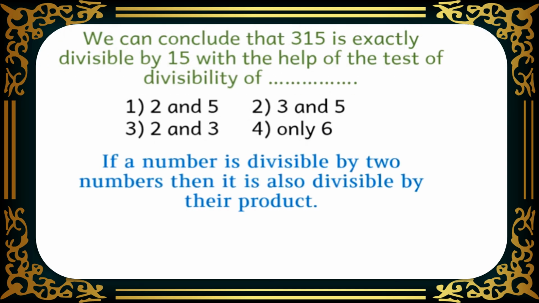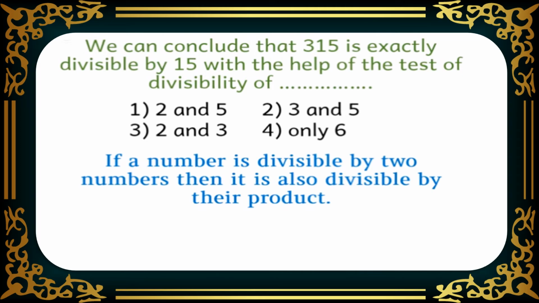If a number is divisible by two numbers, then it is also divisible by their product. Remember that. I explained you while learning the rules of divisibility. If a number is divisible by two numbers, अगर 315 दो नंबर से divisible हो सकता है, like for example, अगर 315 है, तो it could be divisible by 5 also and by 3 also. Then it is also divisible by the product. उसके product के साथ में भी वो divisible होगा. Like 3 into 5. If a number is divisible by two numbers, then it is also divisible by their product.